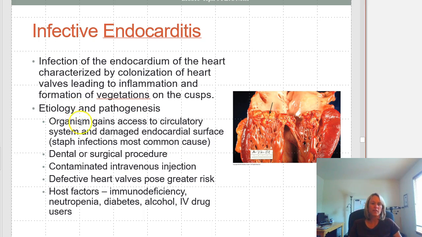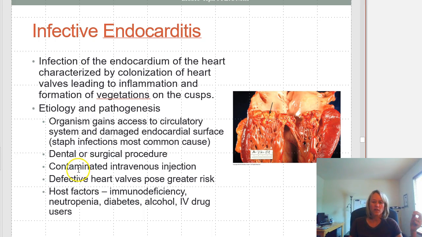How do we get this? The organism gains access to the circulatory system and damaged endocardial surface. So if you have a defective heart valve, that's going to pose the greatest risk. If you have, say, a congenital defective heart valve, then you get exposed to bacteria in your blood, and that can colonize that defective heart valve.